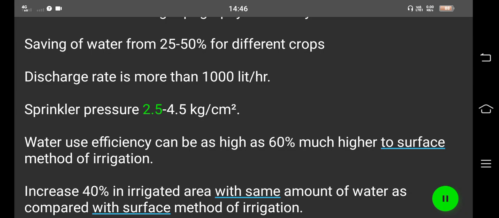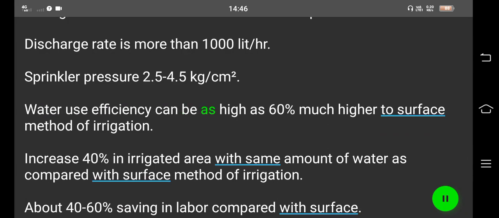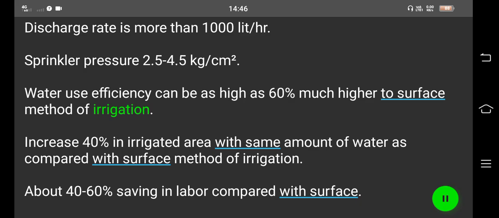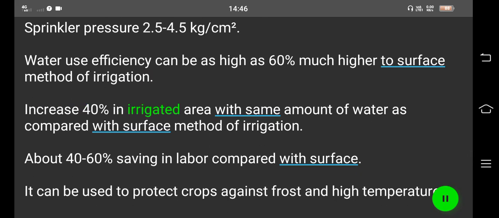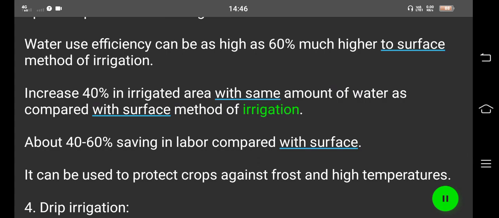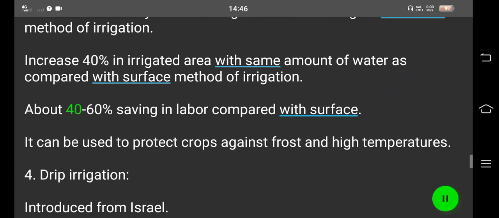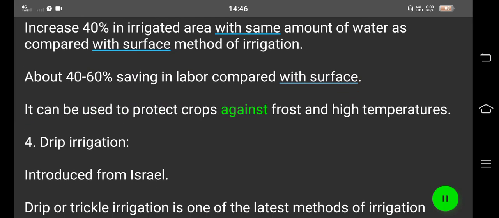Sprinkler pressure 2.5-4.5 kilograms per square centimeter. Water use efficiency can be as high as 60%, much higher than the surface method of irrigation. Increase of 40% in irrigated area with the same amount of water as compared with the surface method of irrigation. About 40 to 60% saving in labor compared with surface. It can be used to protect crops against frost and high temperatures.